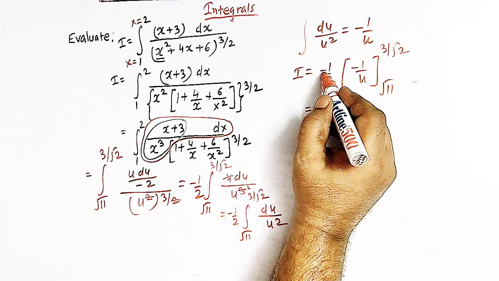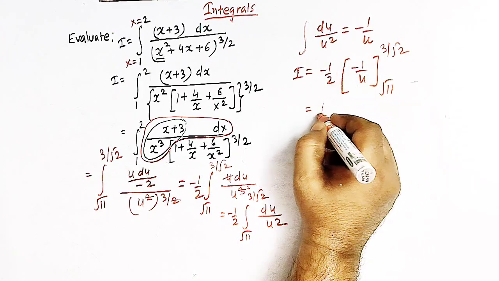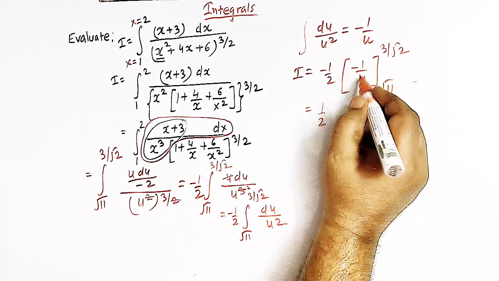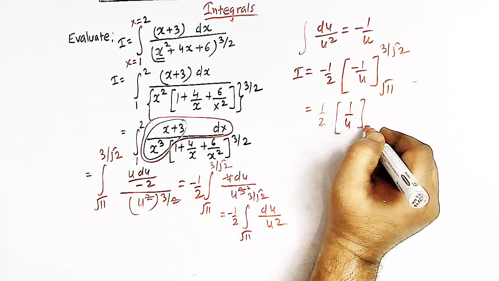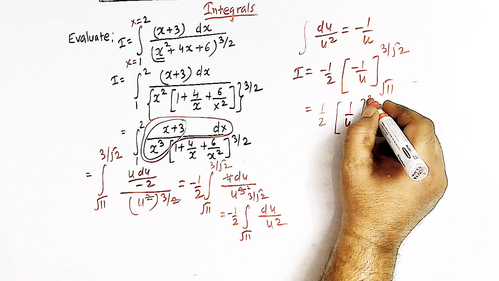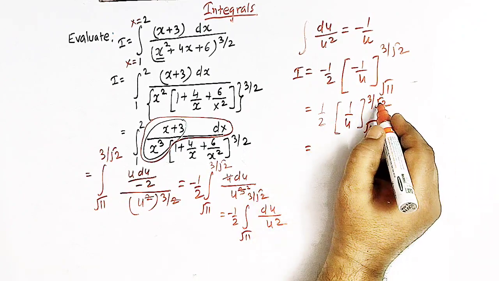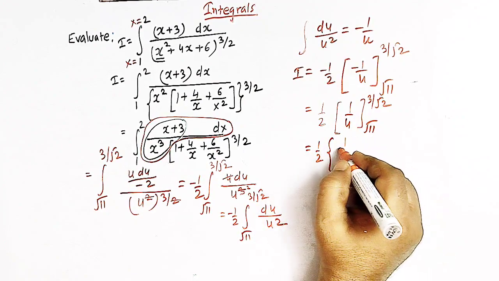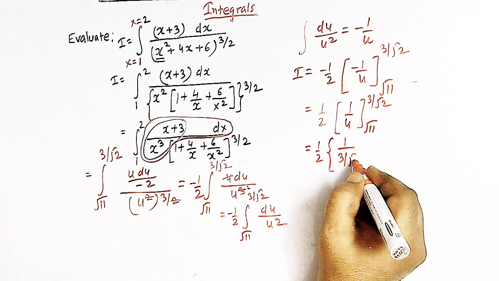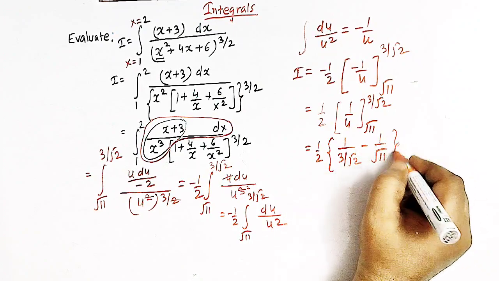Right? So now this negative sign and this negative sign, when multiplied together, will give us simply a 1 over u, and here we have square root of 11 and 3 over square root of 2. Right? So now we can simply substitute the limits and we'll take the difference. So we have 1 over 3 by square root of 2 minus 1 over square root of 11.